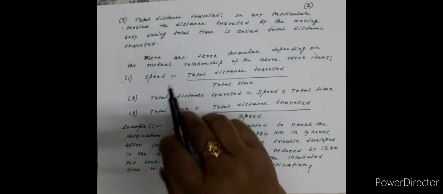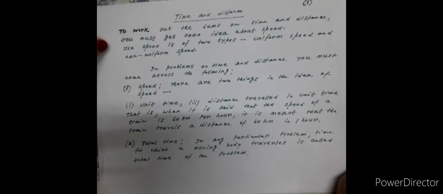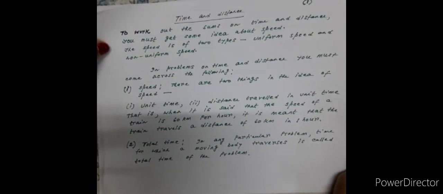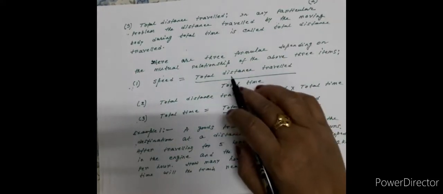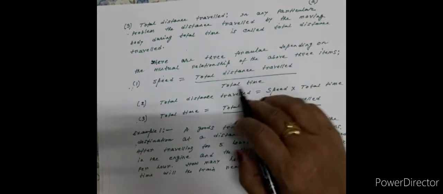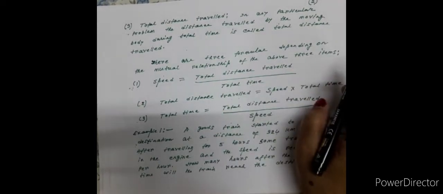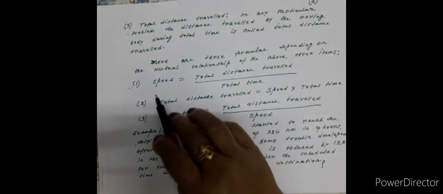So there are three formulae depending on the mutual relationship of the above three items. What are those three items? I have already told. First one is speed, second one total time, and third one is total distance travelled. Now, on the basis of these three points, there are three formulae depending on the mutual relationships of the above three items. First, we get speed.